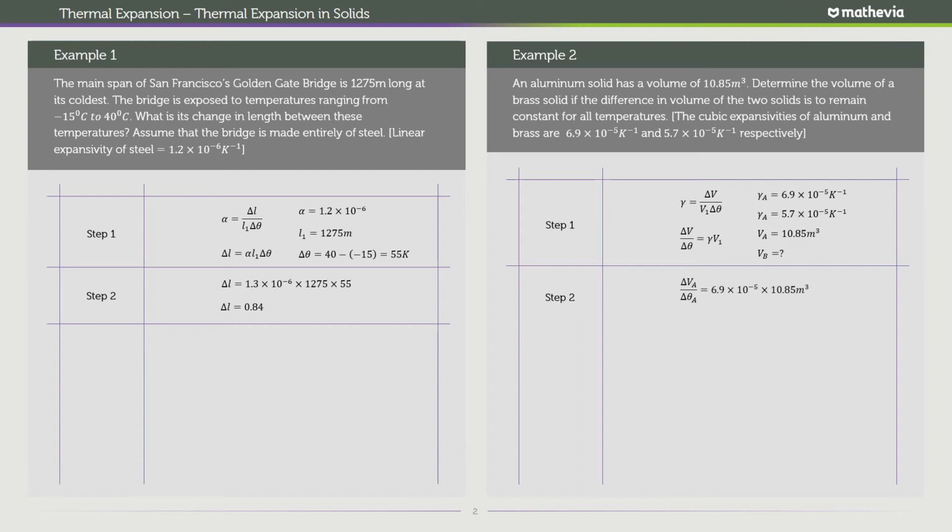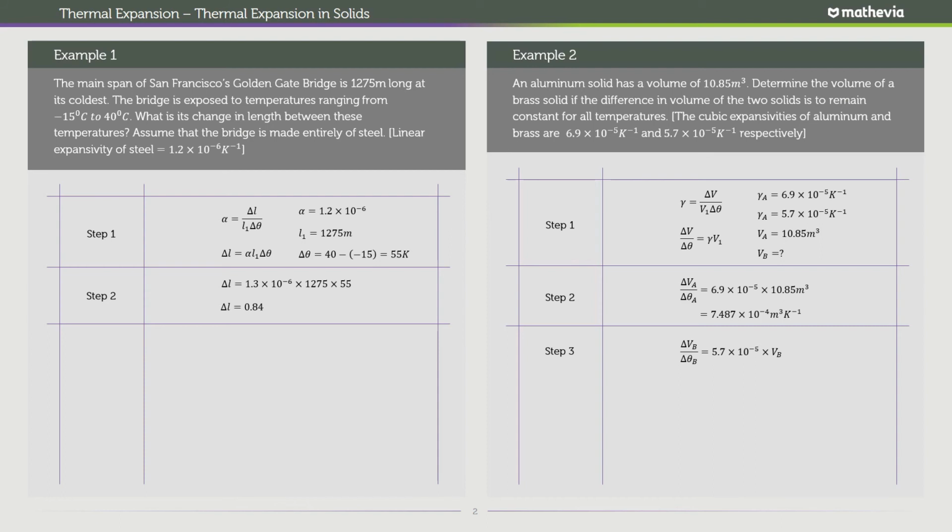So we start off with the aluminium body. We say change in V of the aluminium body over change in temperature. Basically, you have delta V over delta theta equals gamma times V1, and our gamma for aluminium is 6.9 times 10 to the power of minus 5 times the initial volume of the aluminium body, 10.85 meter cube. And when you work that out, you end up with 7.487 times 10 to the power of minus 4 meter cube per Kelvin.